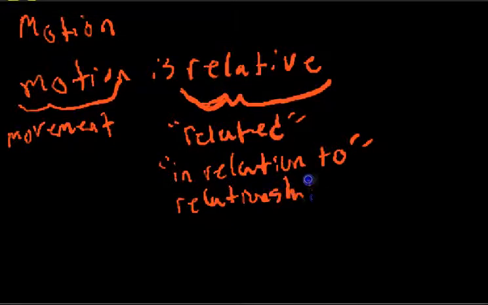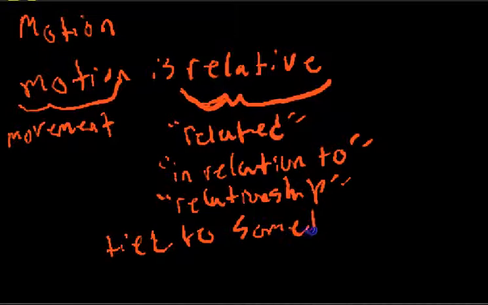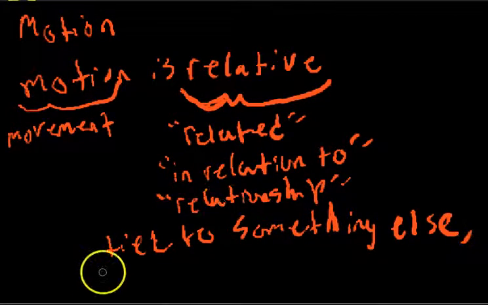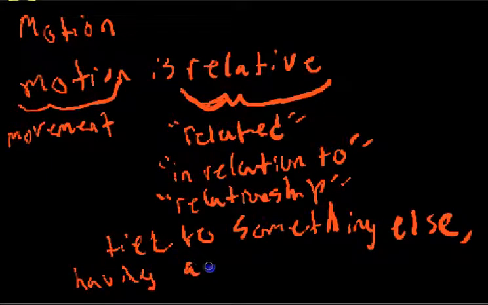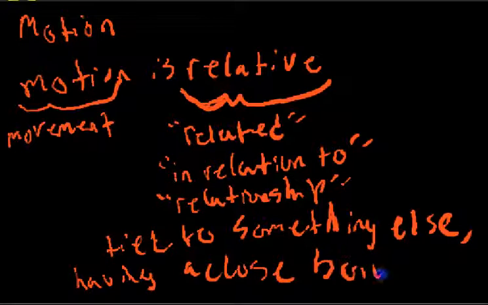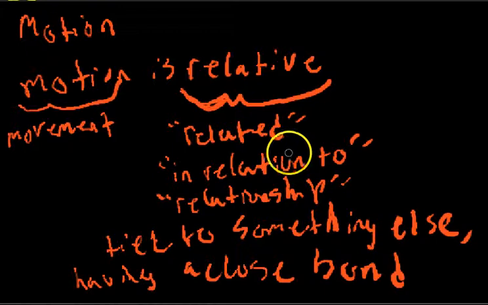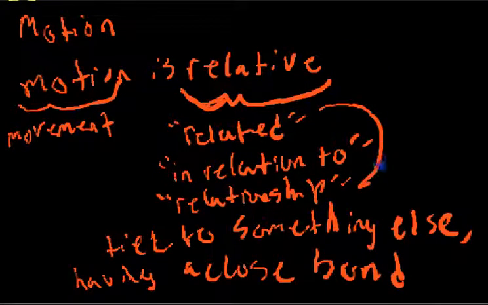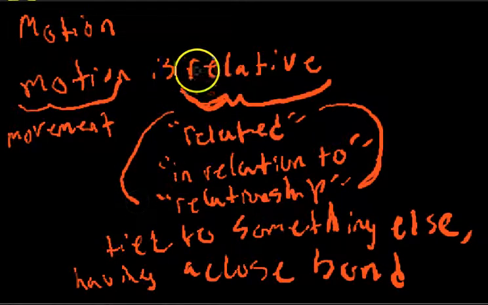relationship, right? See, these words kind of have a common theme of having a bond to something or tied to something else, or having a close bond, right? I don't know the exact definition of related, but you can think of maybe your aunt or uncle. It's your relatives. You're related to them. You're in relation to them, right? See how all these words come into play here? So that's what to think about when you say motion is relative.